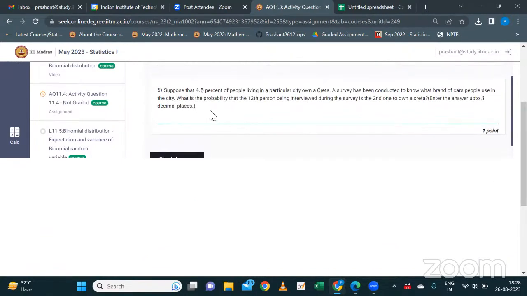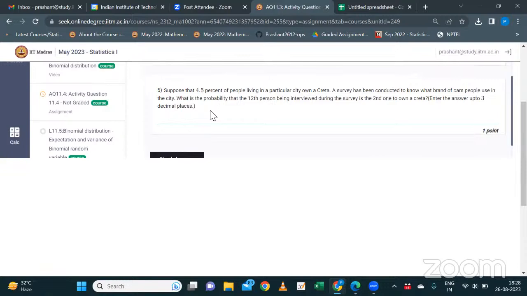Suppose that 4.5% of people living in a particular city own a Creta. A survey has been conducted to know what brand of cars people use in the city. What is the probability that the 12th person being interviewed during the survey is the second one to own a Creta?